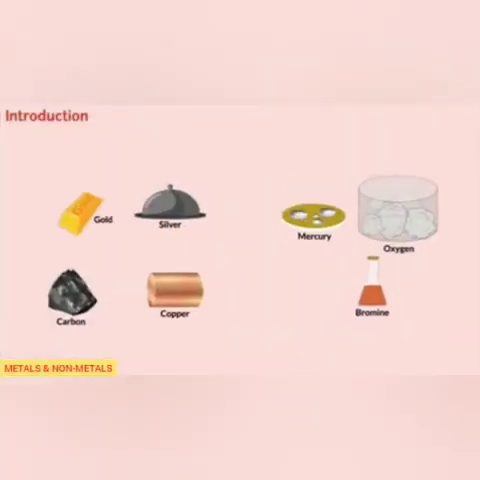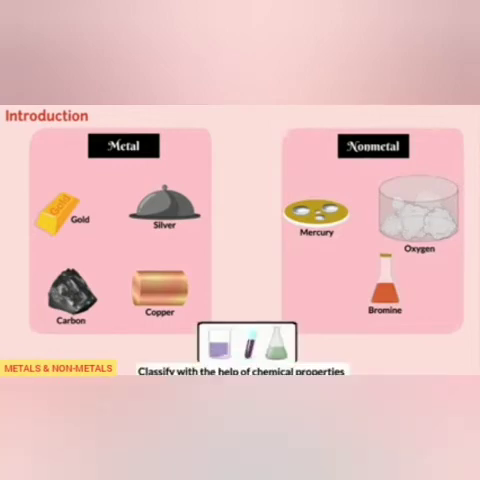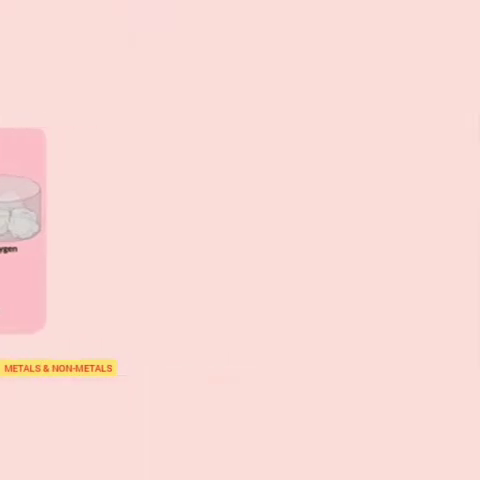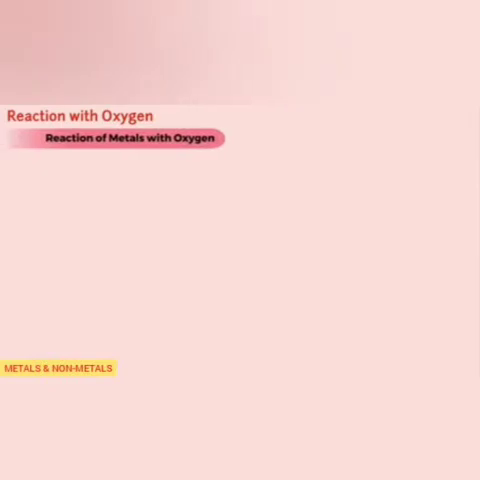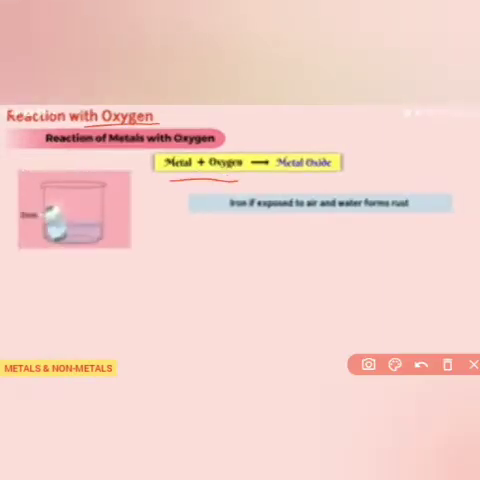So up till now we have studied the physical properties of metals, but can we classify on the basis of only physical properties? It is not possible. That's why we need to know about the chemical properties of metals and non-metals also. In chemical properties, we will just go through the reaction with oxygen and water. When metals react with oxygen, they give metal oxide, and iron, if exposed to air and water, forms rust.